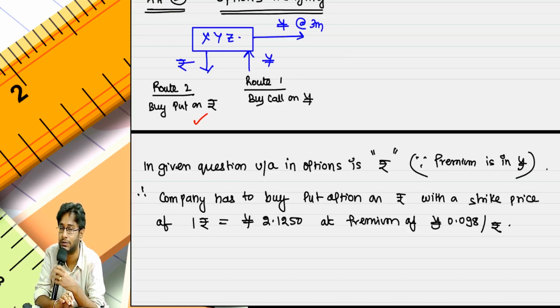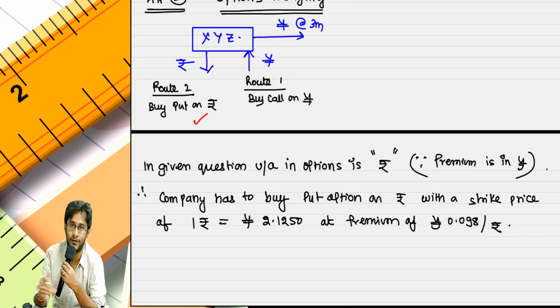What are you writing next? Up to here you wrote, no, you copied. After that, what is the next step? How much premium is payable? 0.098 yen per rupee. So this you have to multiply with something, no? Multiply with what?